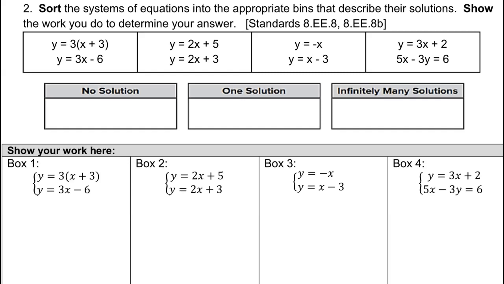Okay, we're on problem number 2. Sort the systems of equations into the appropriate bins that describe their solutions. Show the work you do to determine your answer.